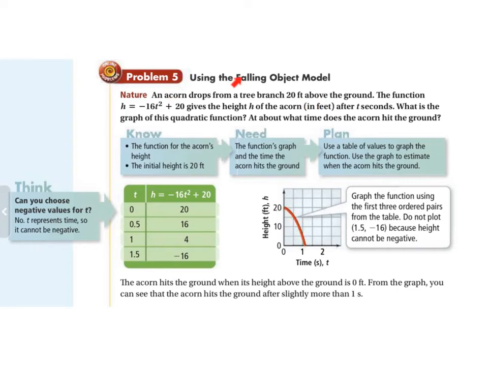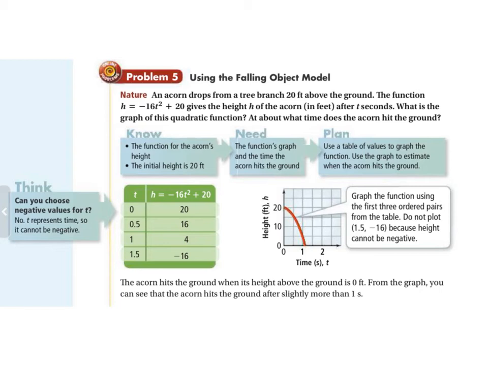So using the falling object model, kind of fun. Nature: an acorn drops from a tree branch 20 feet above the ground. The function h equals negative 16t squared plus 20 gives the height h of the acorn in feet after t seconds. So again, height, seconds. What is the graph of this quadratic function? At about what time does the acorn hit the ground? So we're looking for that 20 feet, like how long it takes it to drop 20 feet.